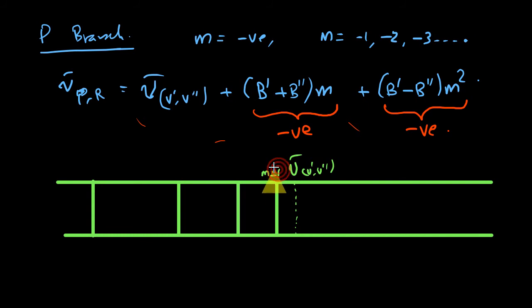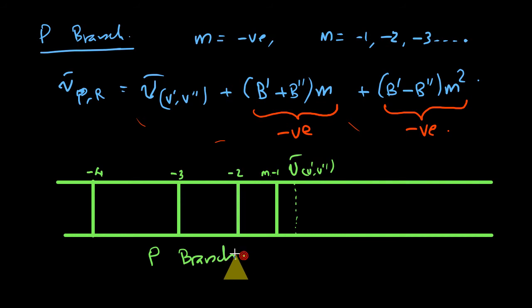This one corresponds to M is equal to -1, this corresponds to M is equal to -2, this corresponds to M is equal to -3, and this one corresponds to M is equal to -4. And this series of lines is called the P branch of the spectrum.